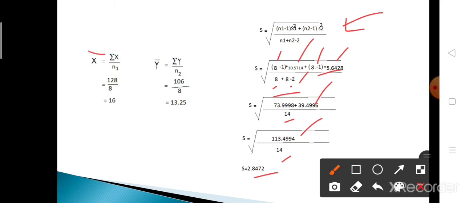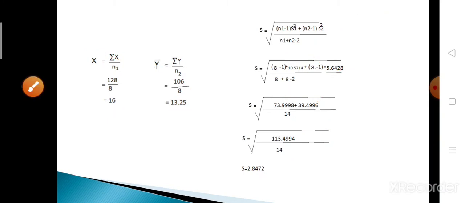Here the x bar formula is summation x divided by n1. Just plug the value of summation x and n1. So 128 divided by 8, that is 16, and summation y is 106 divided by n2, which is 8. So 106 divided by 8, that is 13.25. So this is the value of y bar.